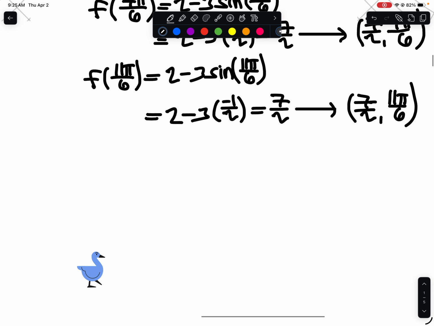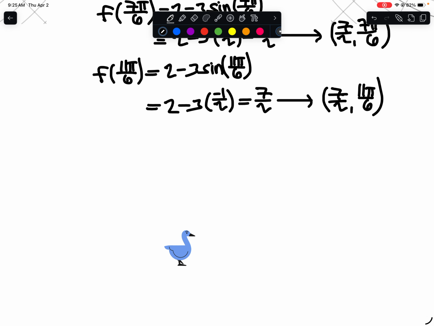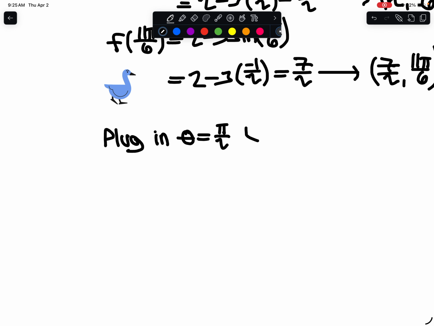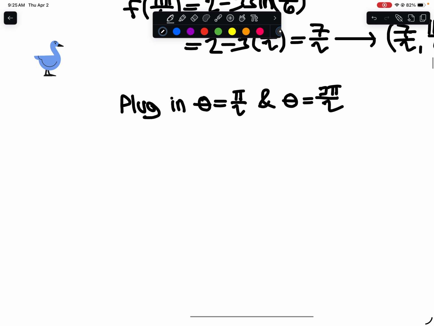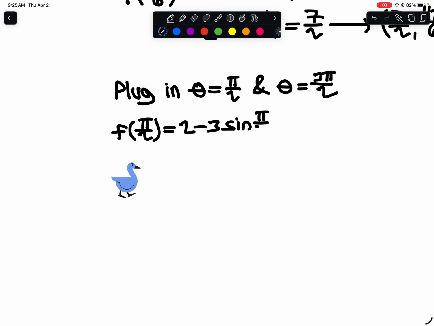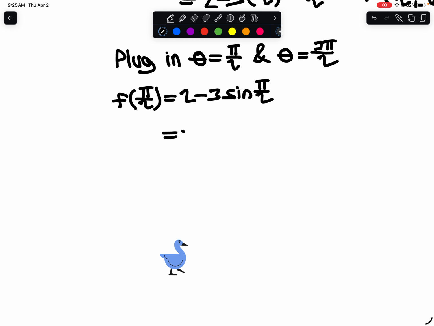So down here, I'm going to plug in theta equals pi over 2, and we're also going to plug in 3 pi over 2. For the first equation, I'm going to look at the Limaçon with the inner loop. So I'm going to do f of pi over 2, and that's going to be 2 minus 3 sine pi over 2. So that's going to give me 2 minus 3, which is going to give me negative 1.